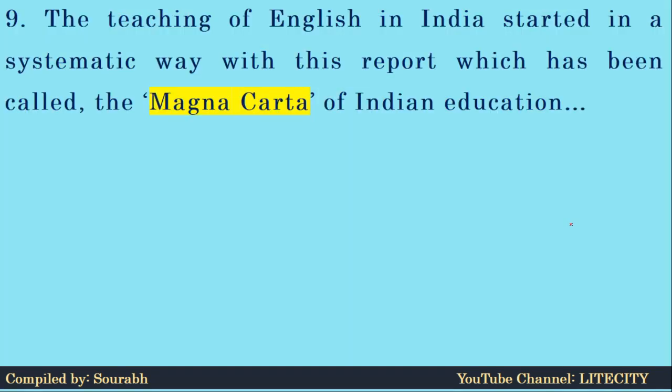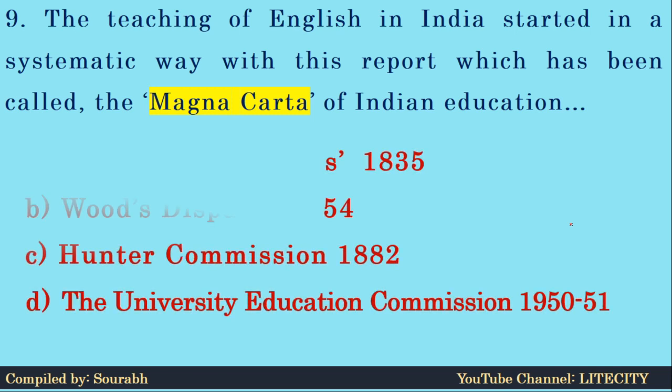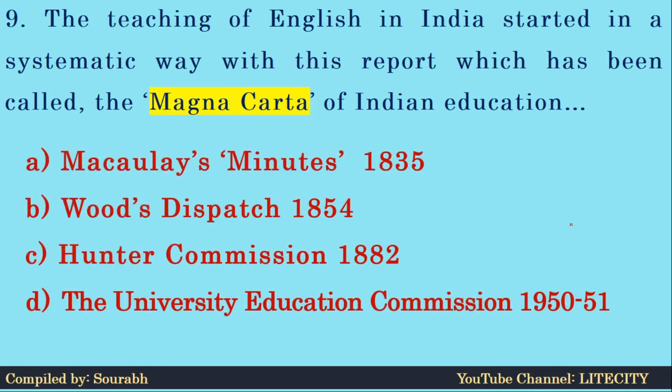The teaching of English in India started in a systematic way with this report, which has been called the Magna Carta of Indian Education. Now you can understand the importance of this particular report, which is considered to be one of the shaping influences of education in India in the British period. So your options are Macaulay's Minute 1835, Wood's Dispatch 1854, Hunter's Commission 1882, and the University Education System.